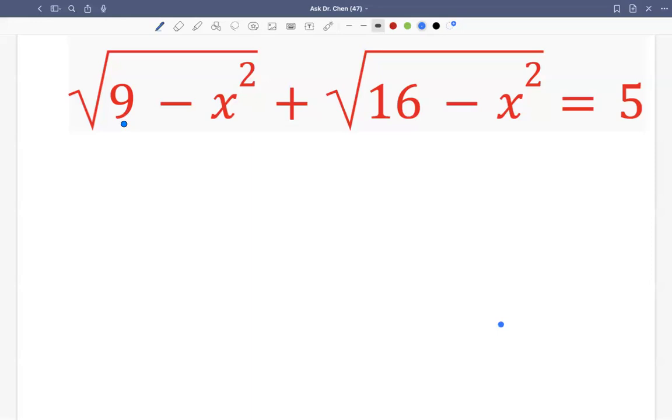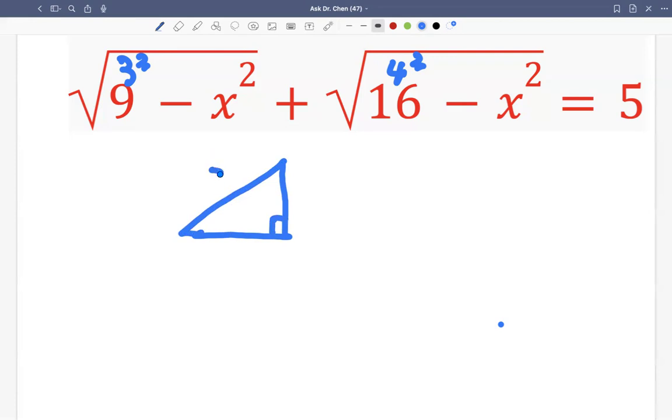To observe this, we see 9 is 3 squared, so 3 squared minus x squared. Then this one, 16 is 4 squared, so 4 squared minus x squared. That reminds us of the Pythagorean theorem, right? So that means we could draw a triangle, a right triangle.